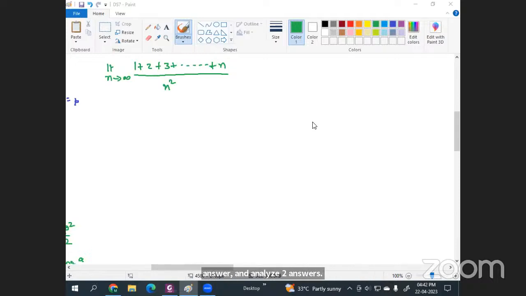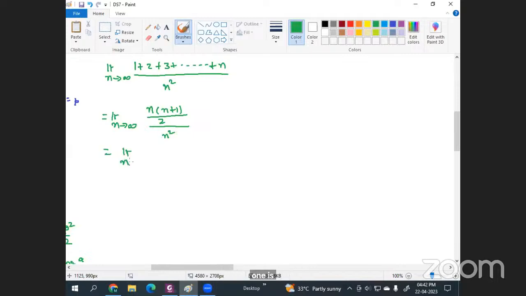Sum of n terms, Del. Yes. Sum of n terms we have to give, and Sri also gave the correct answer, Sri Satya. Yes, 1 by 2 is the right answer. So I can write this: limit n tends to infinity, sum of this one is n into n plus 1 by 2. This is the series we need to apply.